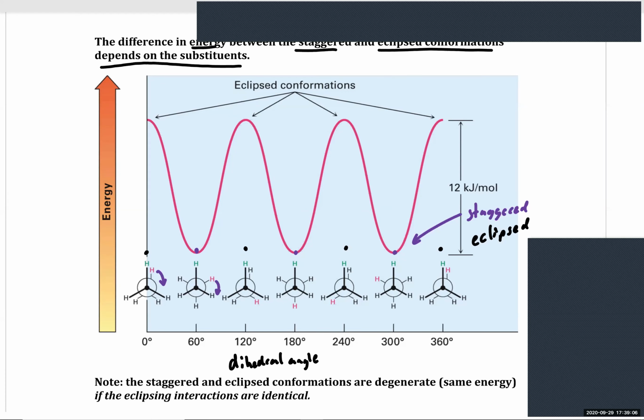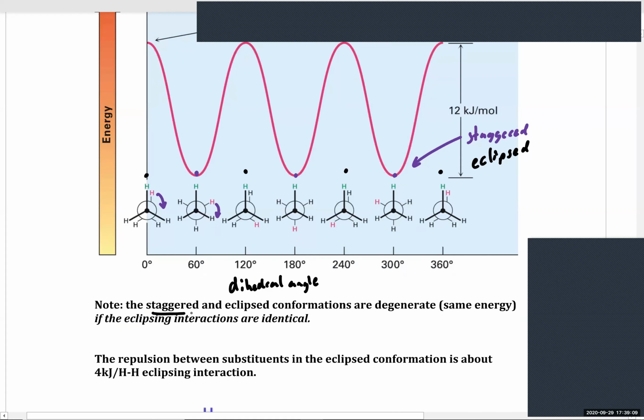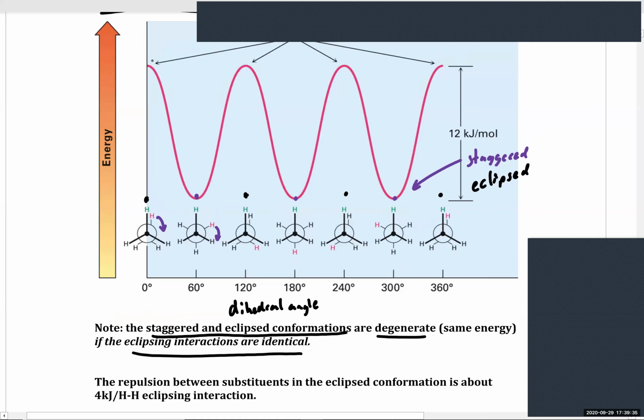Now, as we can clearly see, the staggered and eclipsed conformations are degenerate. And in some cases, we have identical staggered conformations and identical eclipsed conformations. So for example, if the eclipsing interactions are identical, each of our eclipsed conformations will have the same energy. Does everyone notice how in this case, because all of our substituents are the same, we have the same energy for each of our eclipsed conformations?